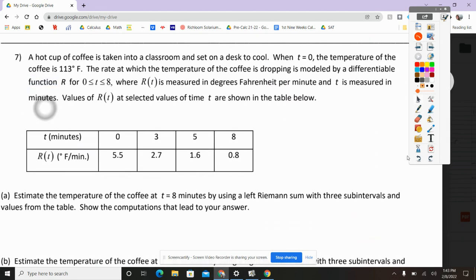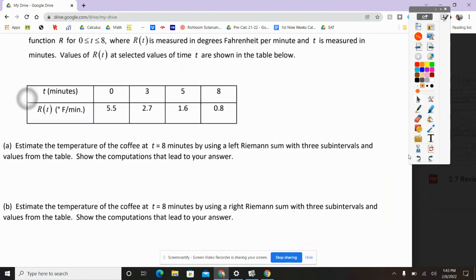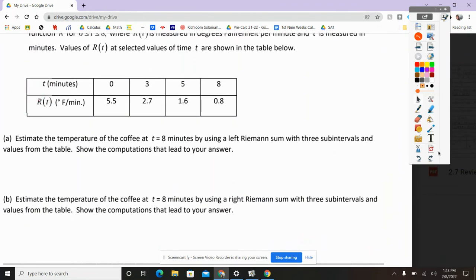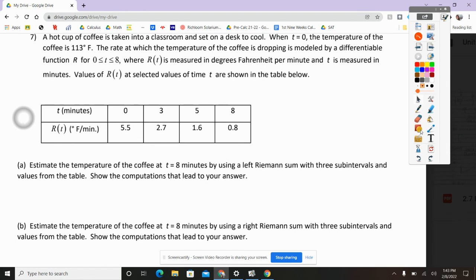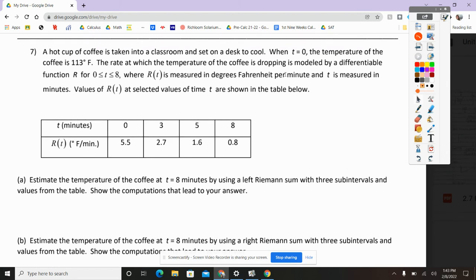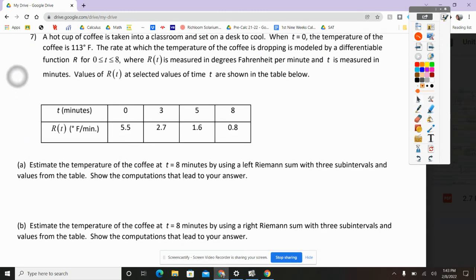And then for the Riemann sums, A tells us it wants a left, B tells us it wants a right, and then notice this is really just modeling how much the temperature is dropping. So for A, we know we're going to use a left, so we're going to need the change here. Change is 3, 2, then 3.